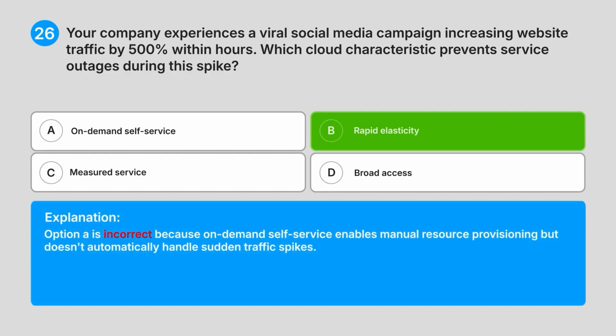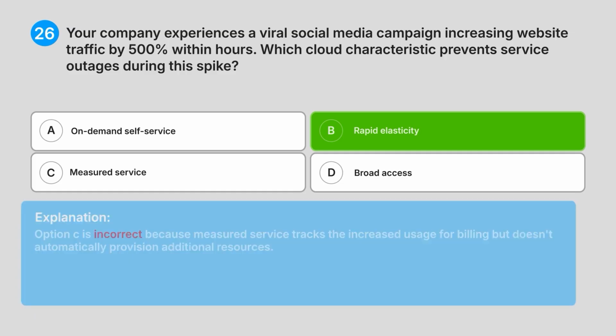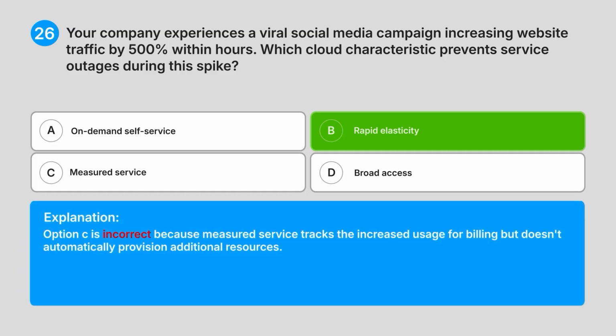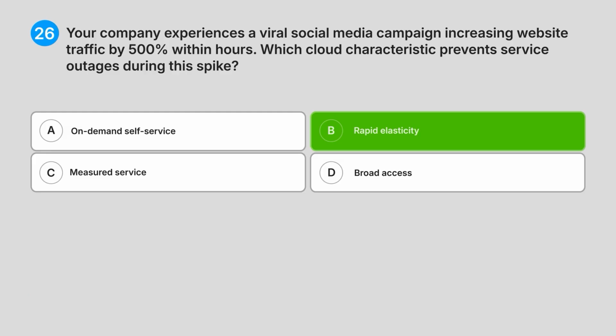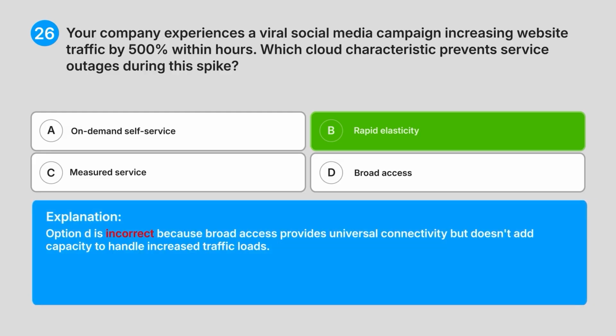Option A is incorrect because on-demand self-service enables manual resource provisioning, but doesn't automatically handle sudden traffic spikes. Option C is incorrect because measured service tracks the increased usage for billing, but doesn't automatically provision additional resources. Option D is incorrect because broad access provides universal connectivity, but doesn't add capacity to handle increased traffic loads.